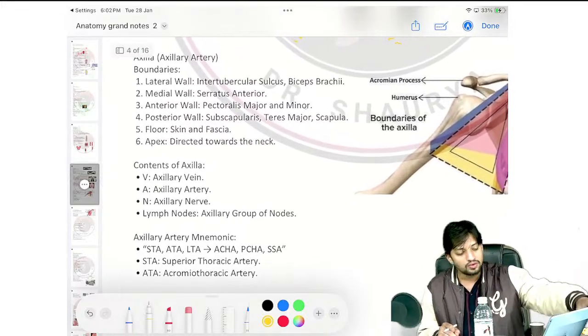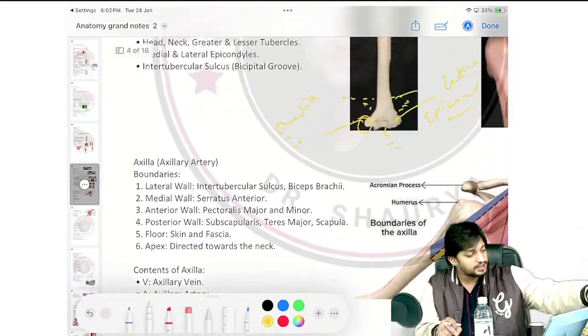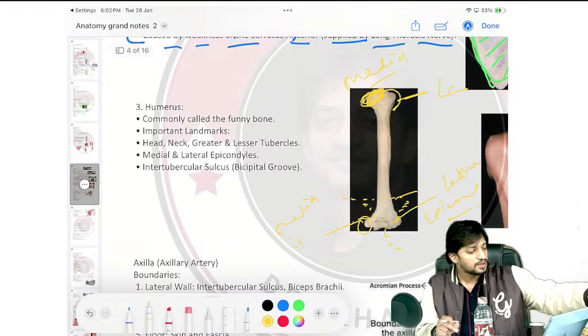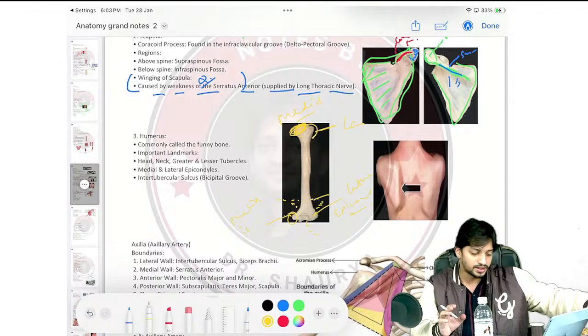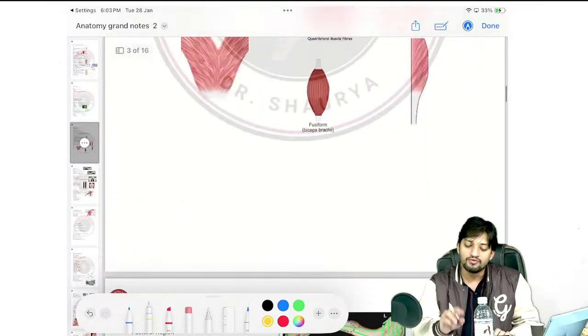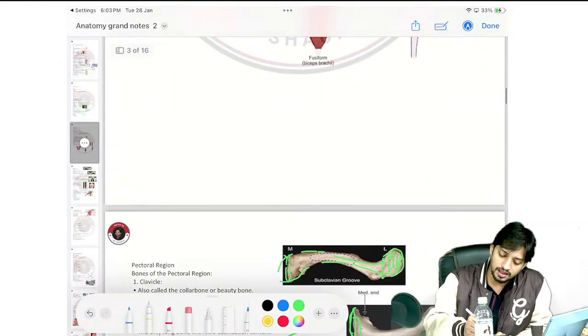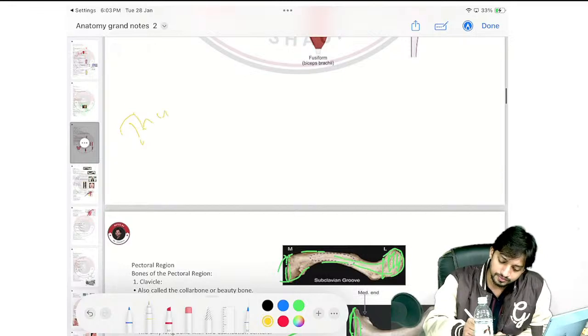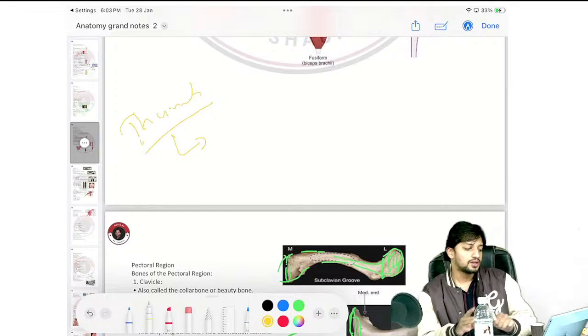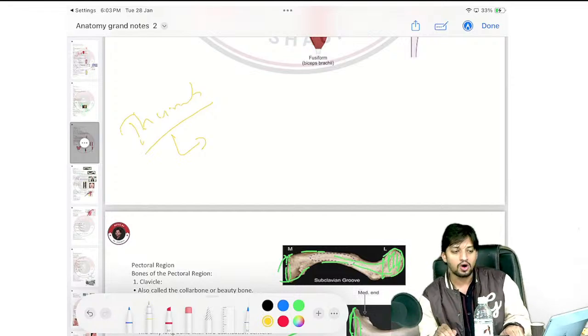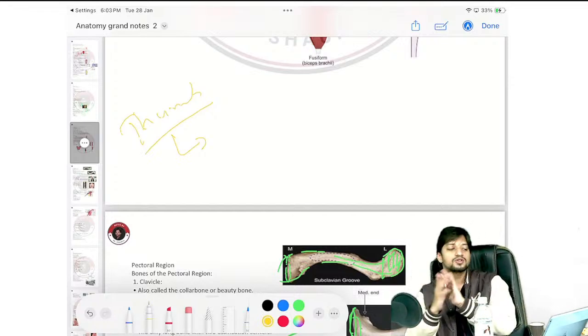Now guys, before studying anything basic, we will be discussing one more important movement, that is the movement of the thumb. Very important, thumb movements, right? We have discussed all the special movements. Now we are discussing the movements of the thumb.